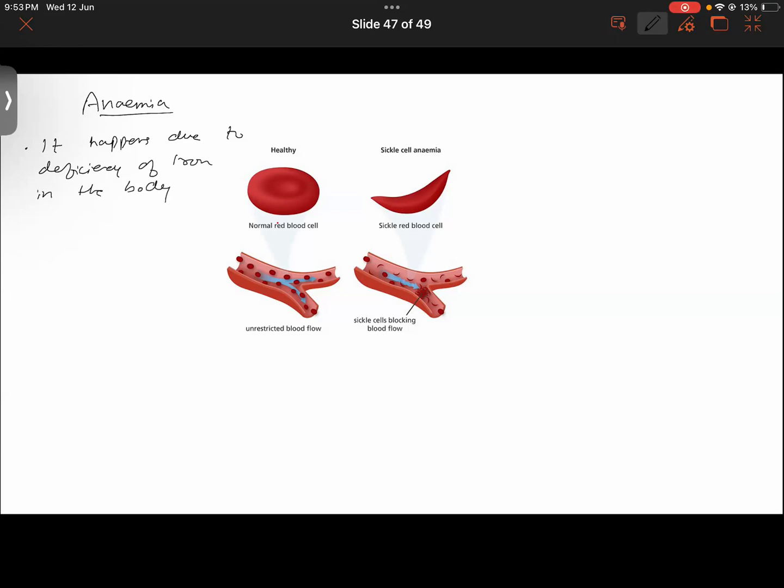So by taking iron supplements and by changing your diet, the person can be treated and this disease can be cured. Okay, so hope you guys have understood this. Symptoms are going to be as follows.